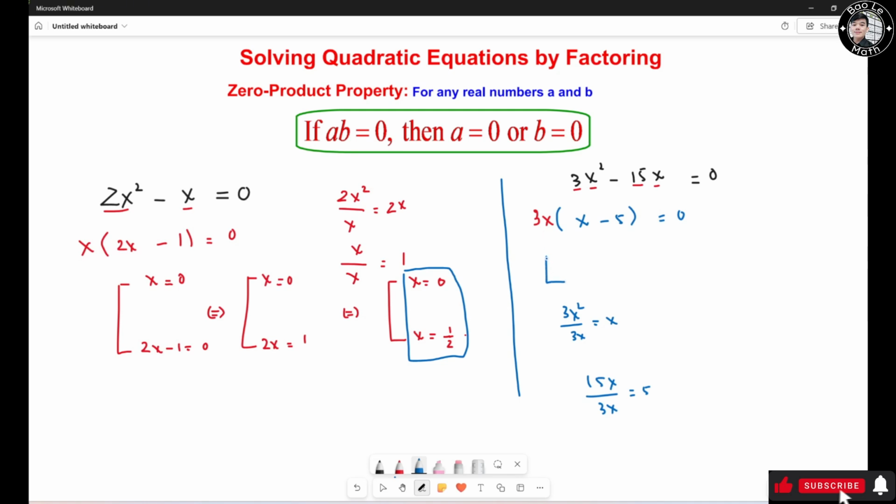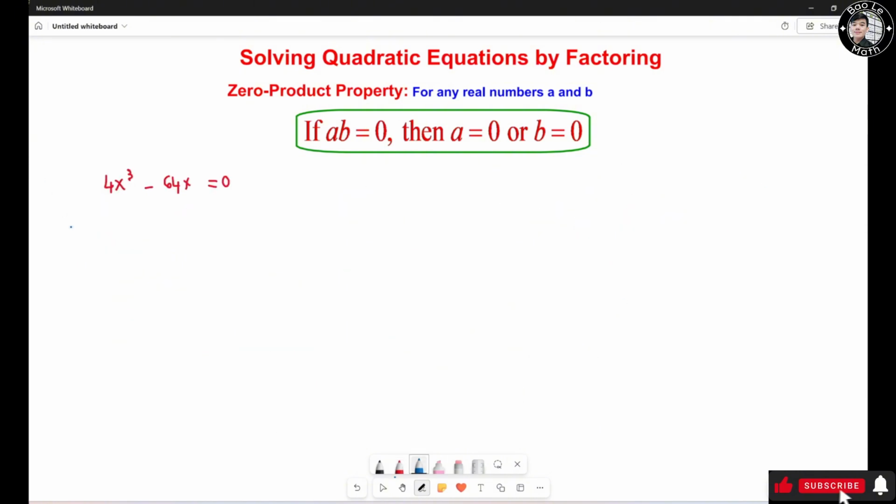So this turns out to be 3s equals 0 and s minus 5 equals 0. Then divide both sides by 3, so s equals 0. Add 5 to both sides, so s equals 5. So these are the two solutions of the quadratic equation right here. Now let's take a look at the next example.